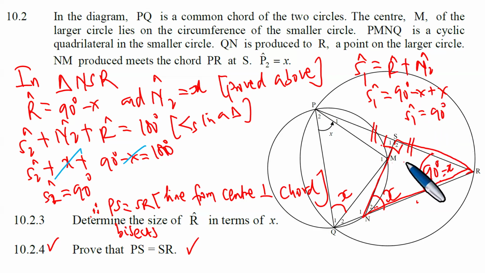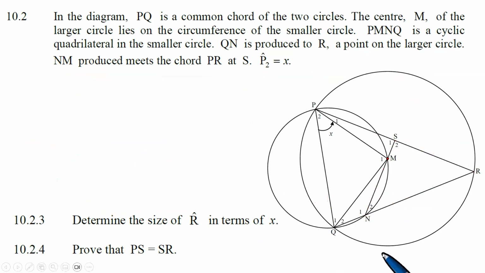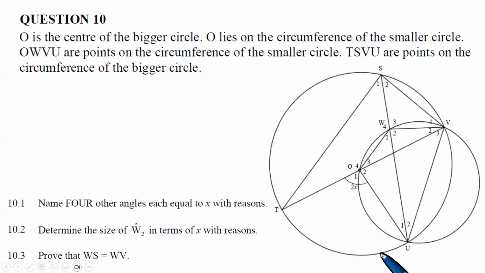And we're done with that if we find that S1 is 90 degrees, because we know that line from center perpendicular to chord bisects the chord. And this is it. And that's the answer. Any question? No question. We move on to more geometry questions. We are celebrating geometry today.